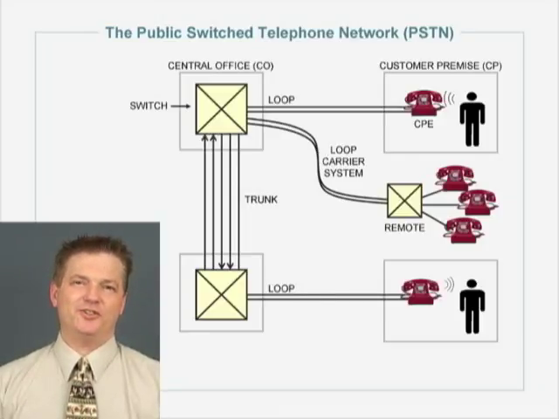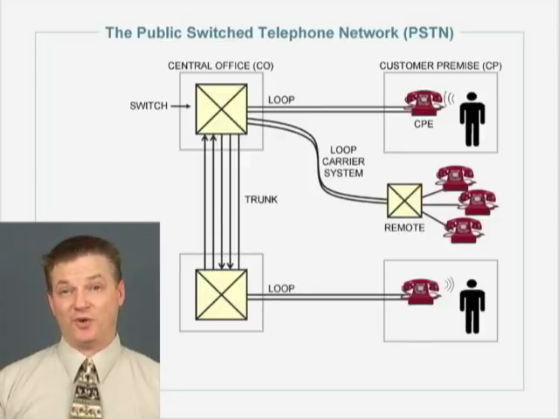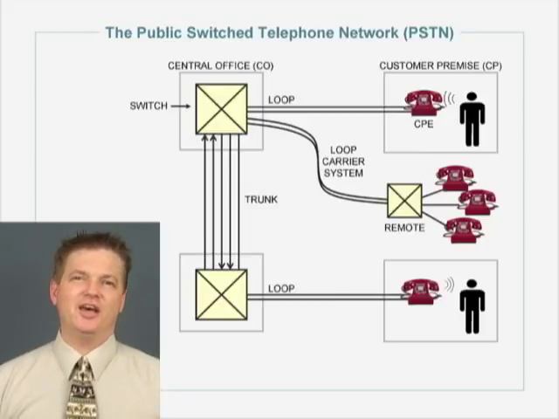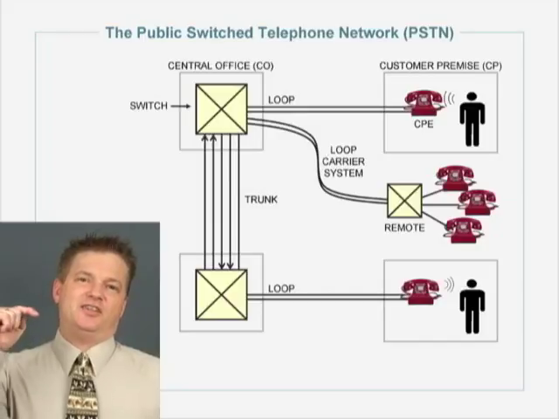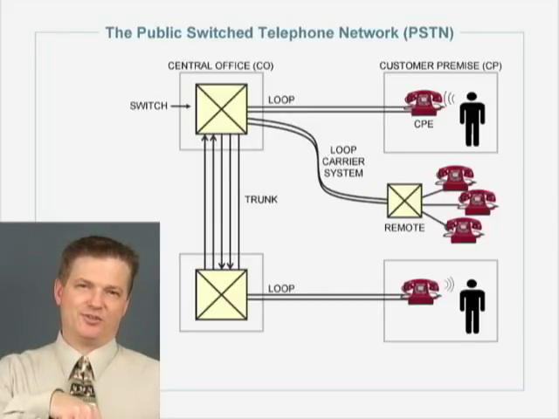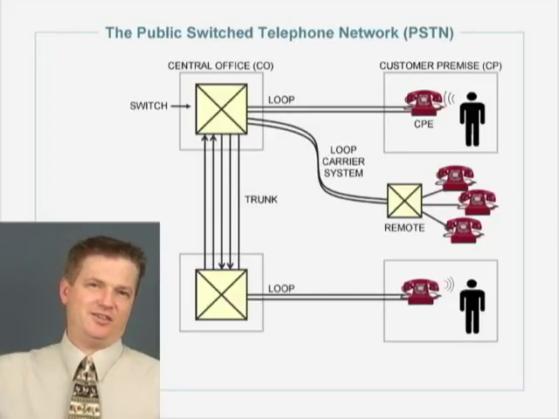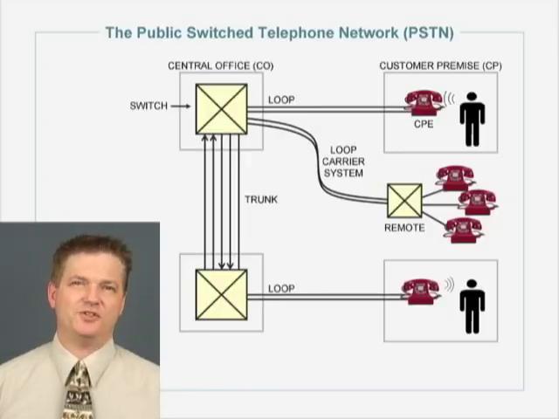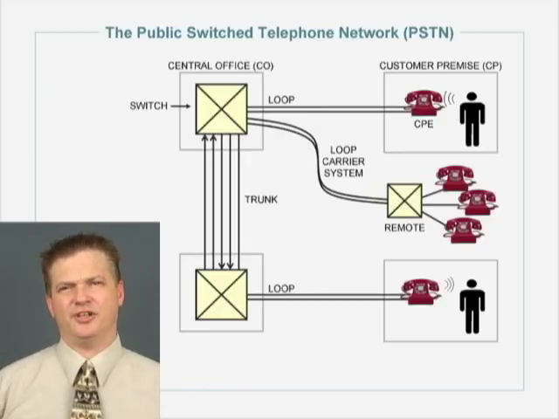And what we can do is put one of these things on the edge of the new subdivision and then use regular loops with a maximum length of 3 miles to give everybody in the subdivision a dial tone. And then we connect the remote inside this controlled environment vault back to the nearest big central office with an umbilical cord called a loop carrier system.